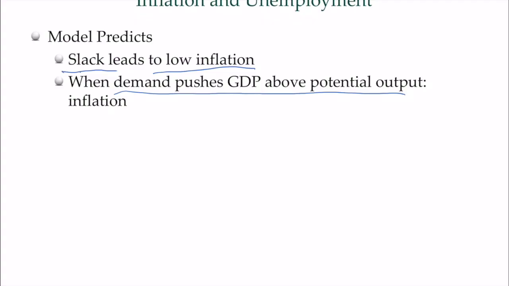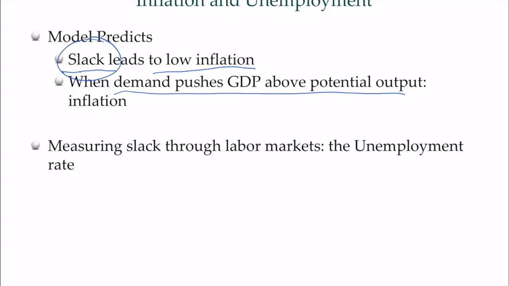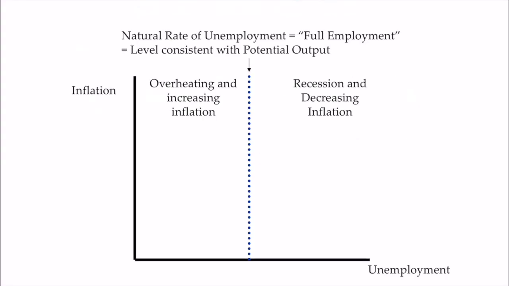Now, to take this to the data, we need to look at inflation, but we also need to look at a measure of slack. A natural candidate is to think about labor markets and in particular the unemployment rate. The unemployment rate will capture how far the economy is from full employment, how far the economy is from potential. Now, to make this more concrete, let's think about looking at the data through the lens of two variables, inflation on the vertical axis and unemployment on the horizontal axis.